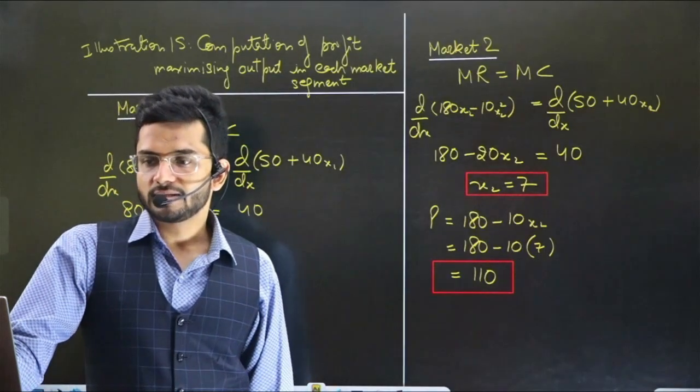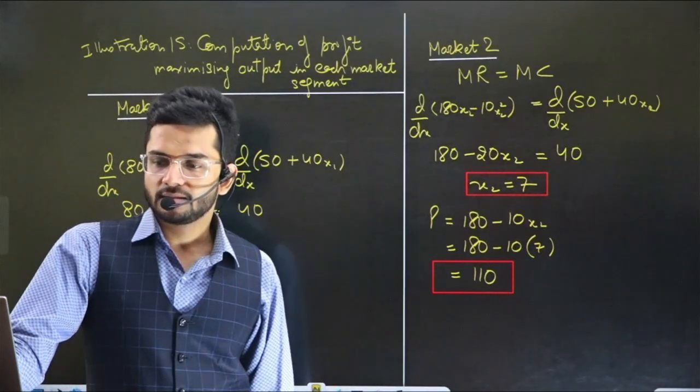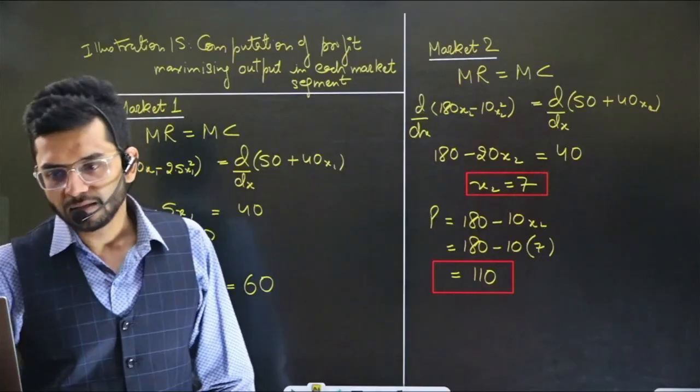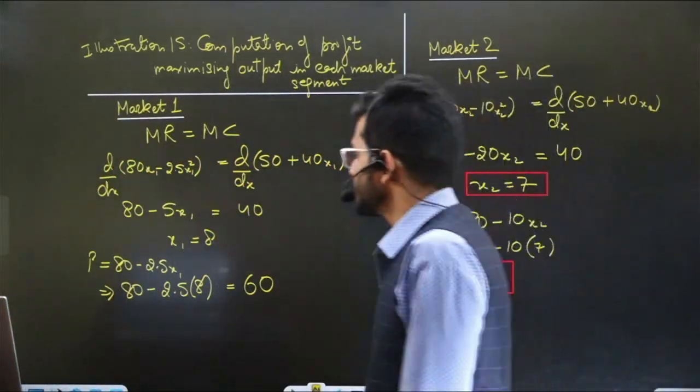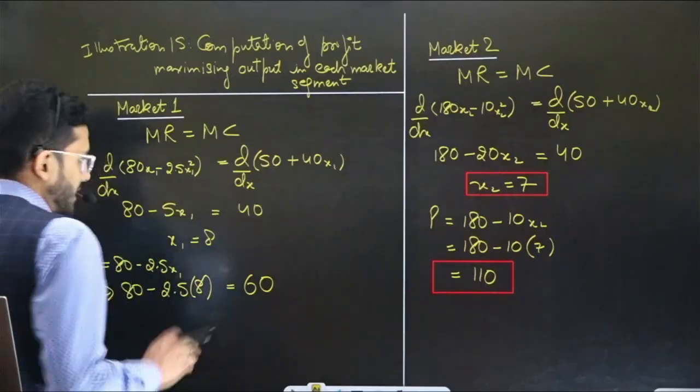Profit maximizing output is 8 units and the price is rupees 60. Please write the conclusion in market segment 1 also. Okay. So this is the market segmentation, guys.